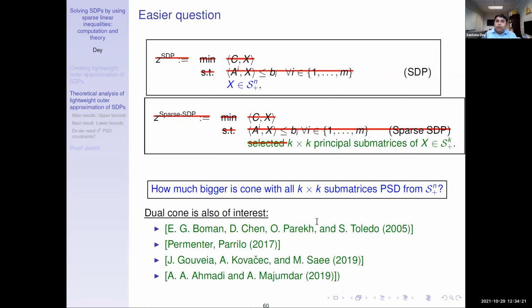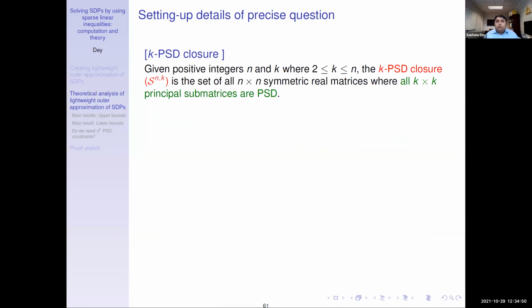And by the way, this problem has other directions and connections that people are interested in. It turns out the dual of this cone, which we'll formally define and work with, is called the cone of matrices with factor width k. I'll not go into the definition right now, but that dual cone is of interest to the sums of squares community for other reasons. So this is a cone worth spending some time with. Okay, let's move on.